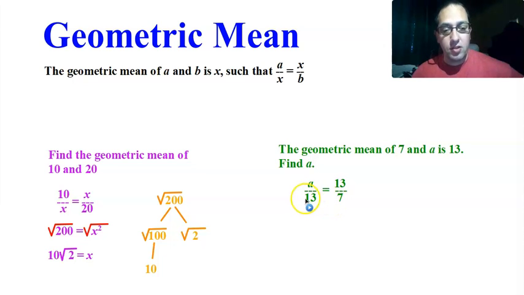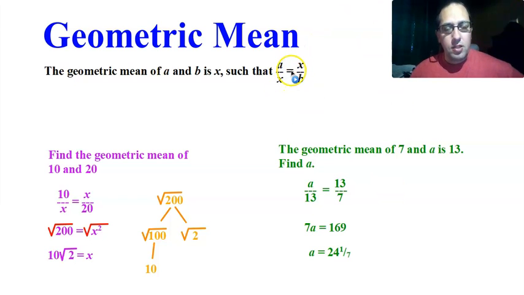Cross multiply and divide. So it's 13 times 13 and a times 7. That gives me 7a equals 169. Divide both sides by 7, and a is 24 and 1/7. Not too big a deal.